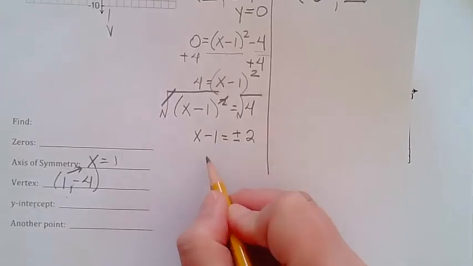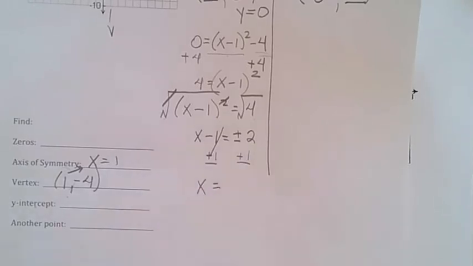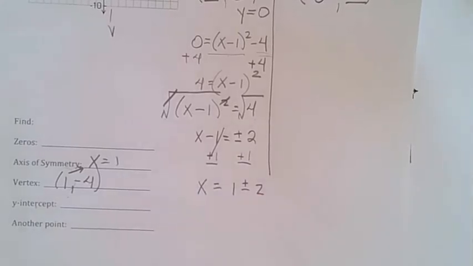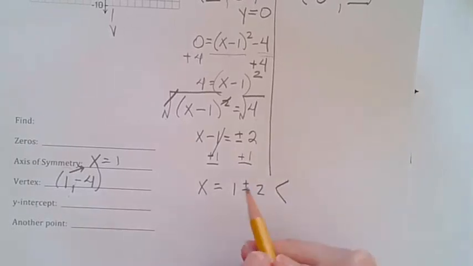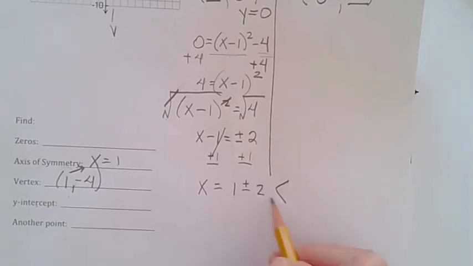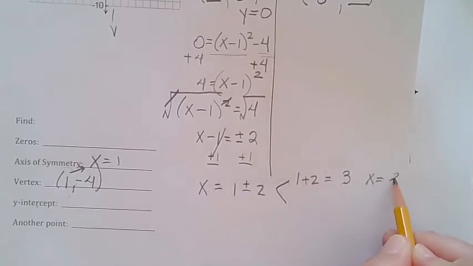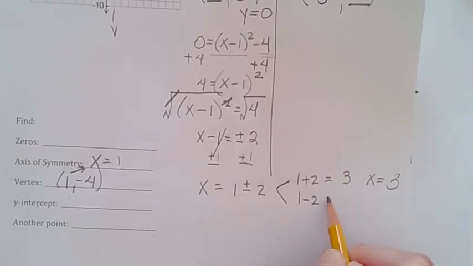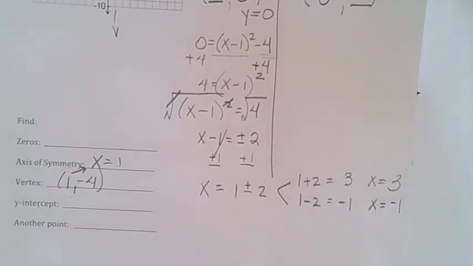Okay, so now I want to continue solving for x. Add 1, and x is equal, this is where it gets a little weird, right? So I'm going to write 1 ± 2. This gives me 2 solutions. Remember, we usually get 2 x's. Here's how we're going to get them. 1 + 2 is 3, so one of your x's is 3, and 1 - 2 is -1. So your other x value is -1.